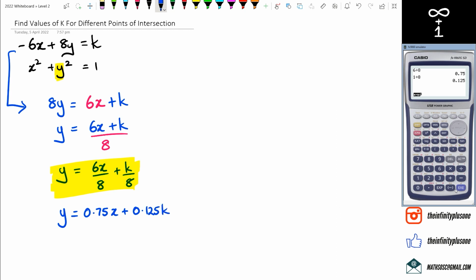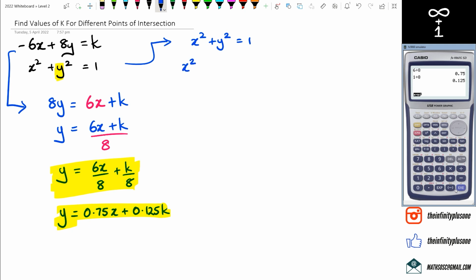And we're going to leave that k as it is. Cool. So this is our first step that we want to do. What we've literally done here is rearranged y in terms of x and k. So the next step is to substitute y. So we've got x squared plus y squared is equal to 1.